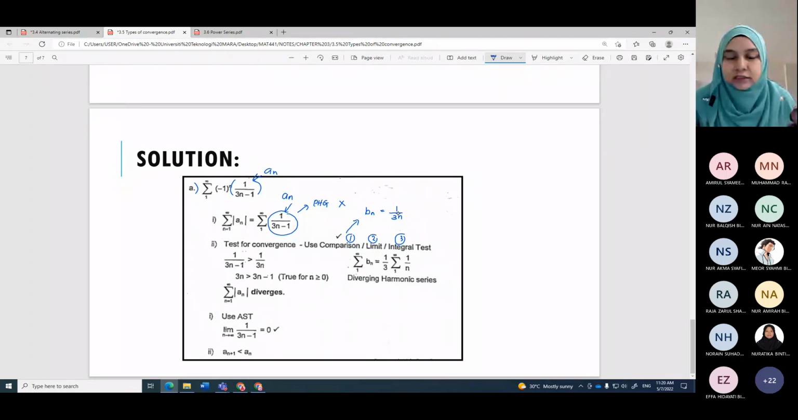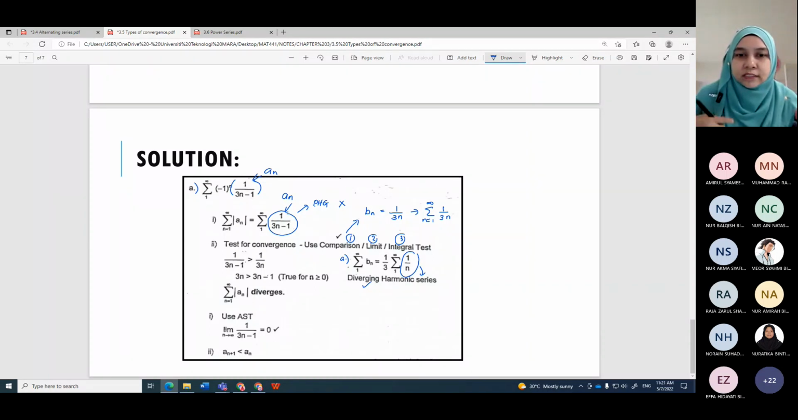Perlu tengoklah test comparison. So kita perlu test lah the series of 1 over 3n. Yang pertama ni, the series of 1 over 3n. Okay, so 1 over 3n kita boleh bawa ke depan 1 over 3, the constant. Then kita test 1 over n. Okay, 1 over n is the harmonic series. So harmonic series is always diverge. So untuk ni diverge lah.